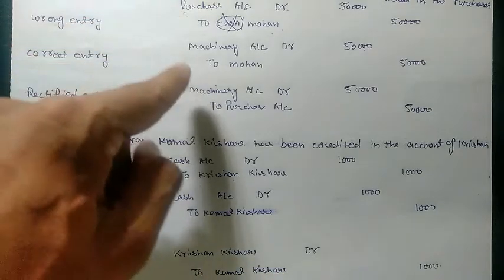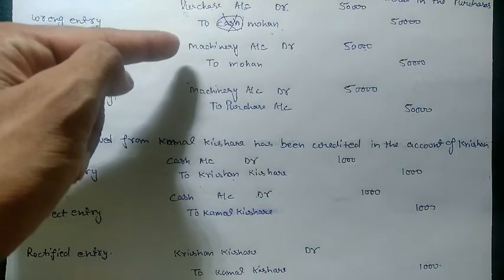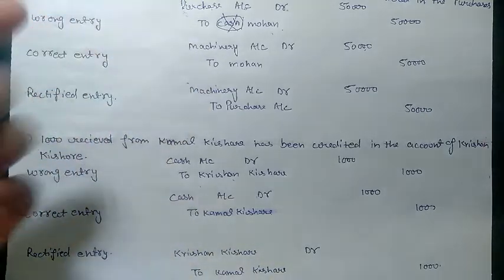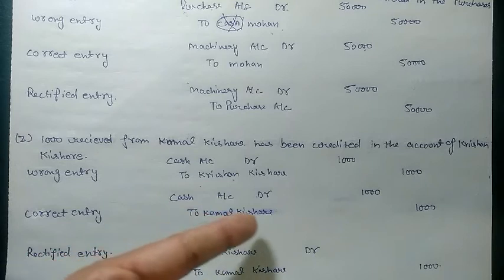Then in the earlier question, we needed to debit machinery account, but we did not debit it because we debited purchase instead of machinery. So we need to debit machinery account. In this case also, we need to debit Kamal Kishore account.